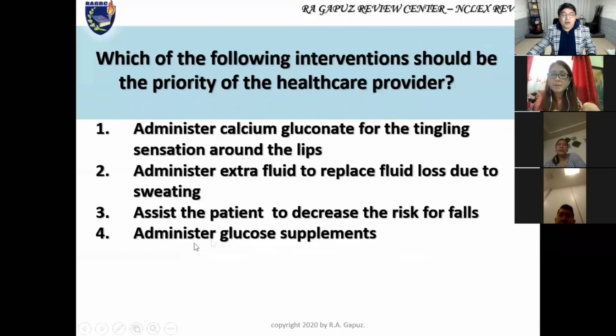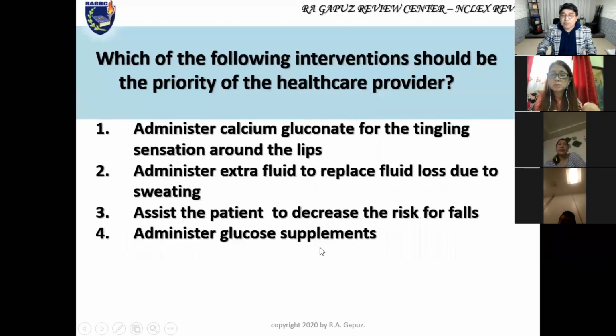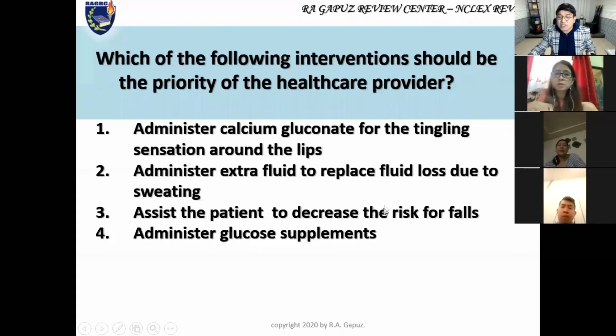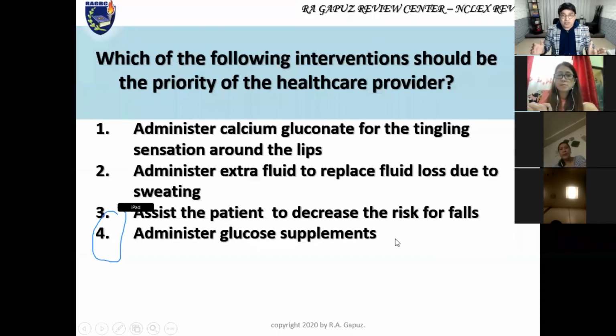And then look at number four, administer glucose supplements. Once again, you go back to the objective data that the blood sugar level is low. Therefore, if you want to decrease the risk for falls, decrease sweating, decrease the tingling sensation around the lips, which are all manifestations of hypoglycemia, then your priority should be to administer glucose supplements. That's what we call an umbrella answer. It encompasses all the other options in the question, and that's what matters the most, okay?